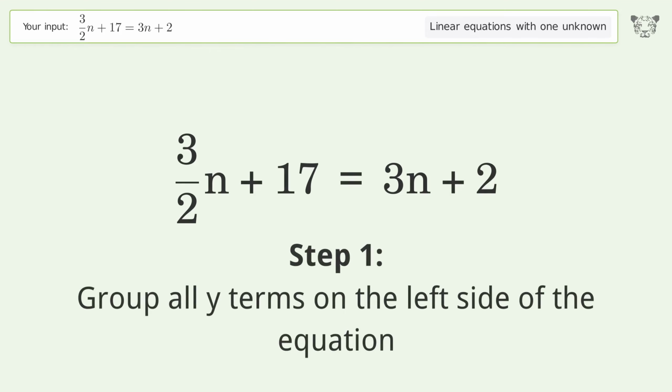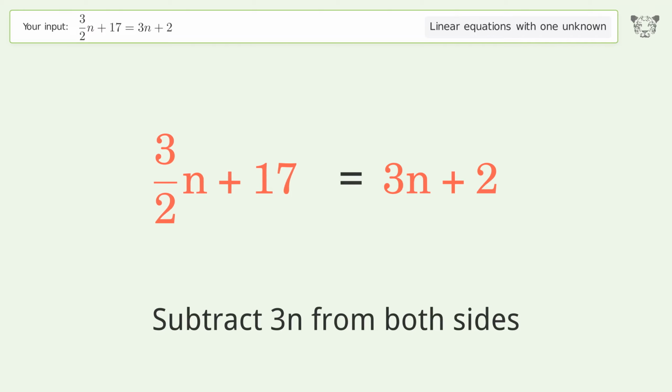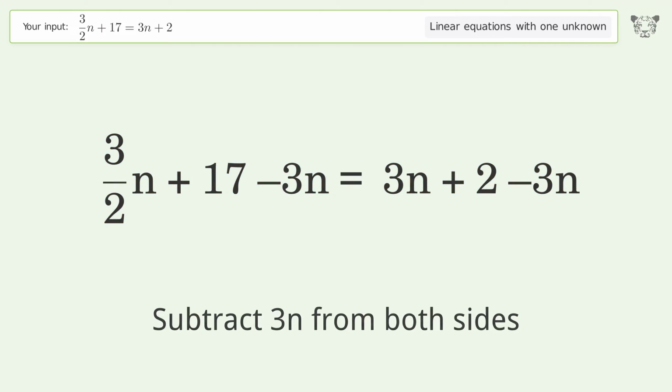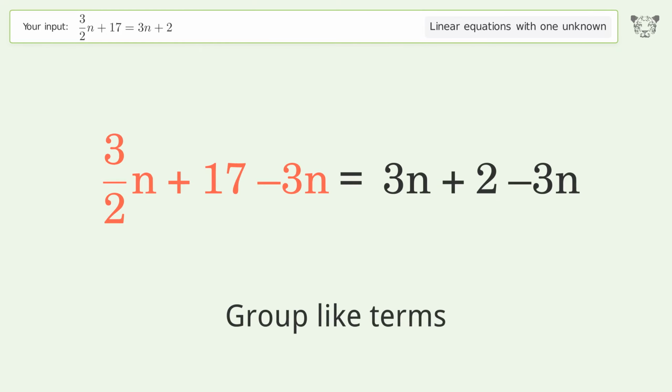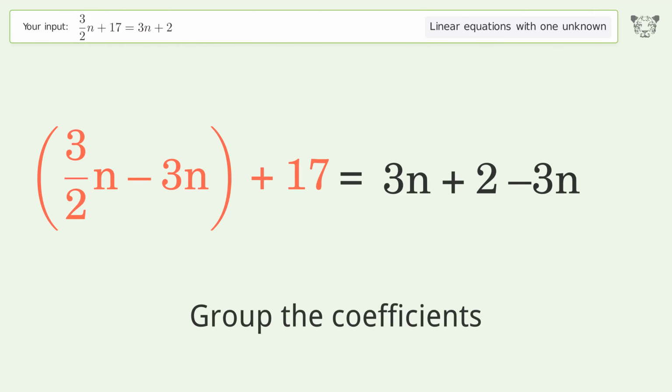Group all y terms on the left side of the equation. Subtract 3n from both sides. Group like terms. Group the coefficients.